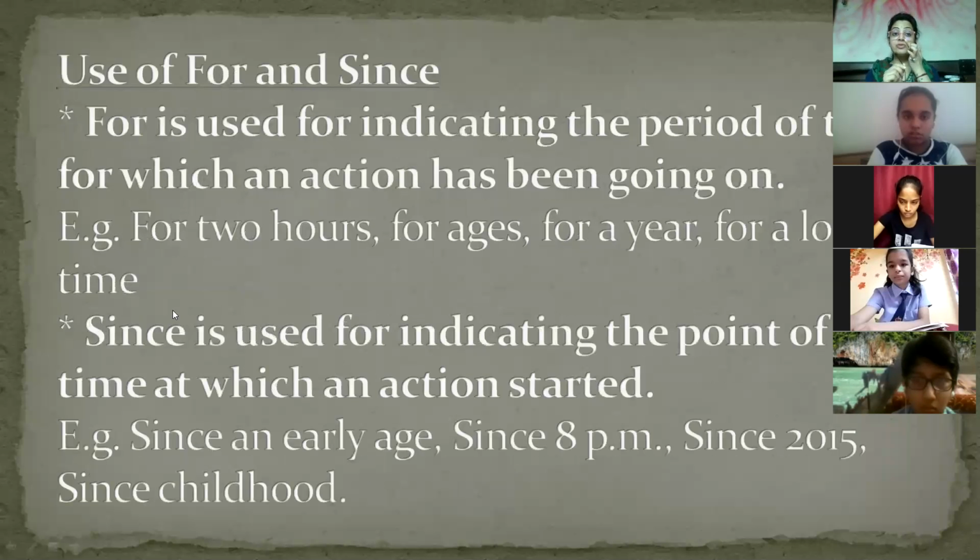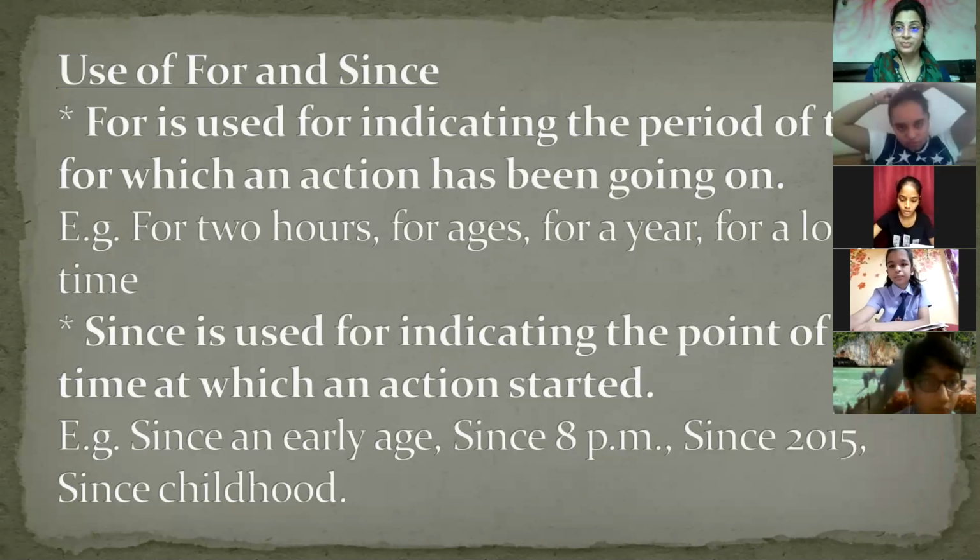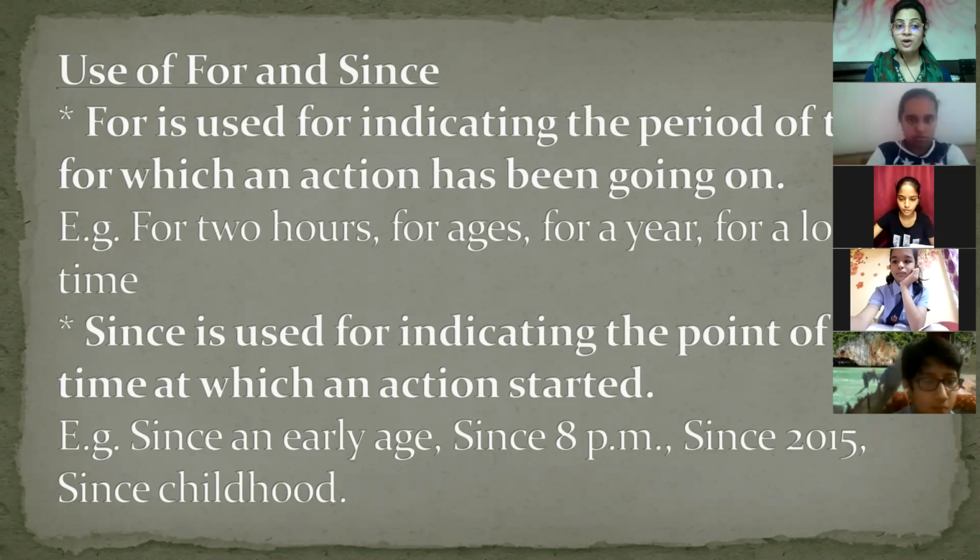Now, the difference between for and since. You might have asked कि आपको पता होगा कि भाई पूछ सकते हो कि मैम what is the difference between for and since, कि फिर for कहाँ काम में लेते हैं, since कहाँ काम में लेते हैं. तो where do we use it? For is used for indicating the period of time for which an action has been going on. For example, for 2 hours, for ages, for a year, for a long time.